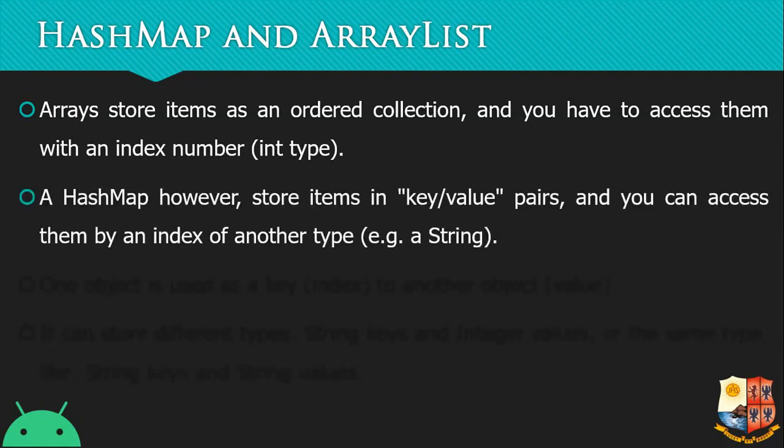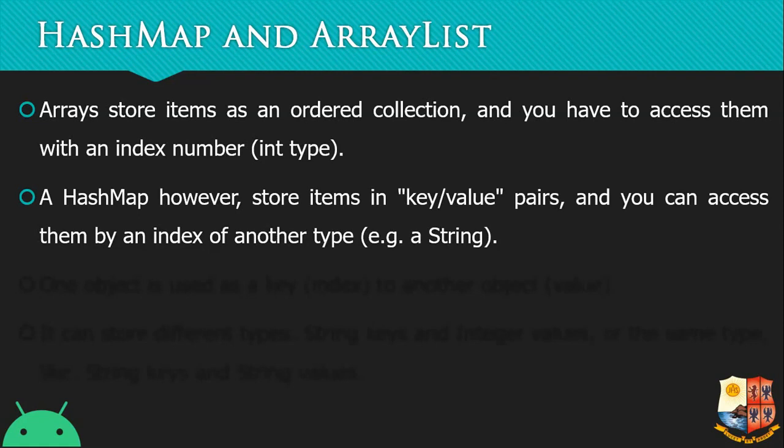What is a hash map then? Okay, hash map will store items in key value pairs and you can access them by an index of another type apart from integer. I think last semester you have done Python. So in Python, you have something called dictionary. Okay, what is a dictionary? Key value pair. You store the values without using an index.